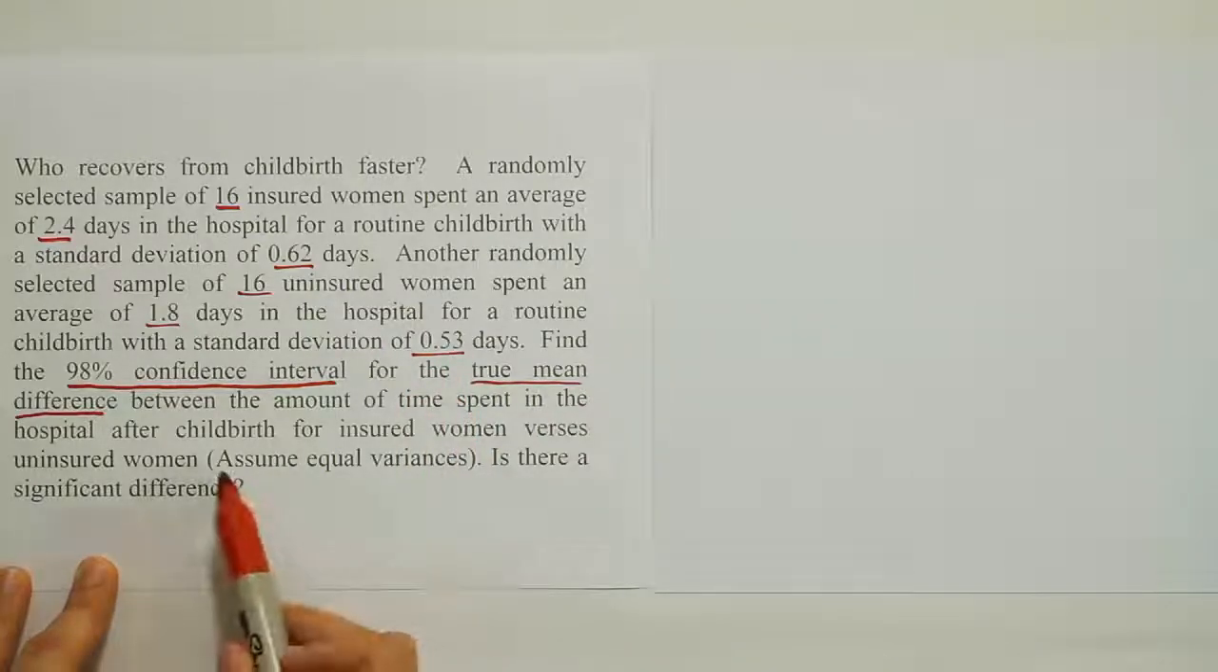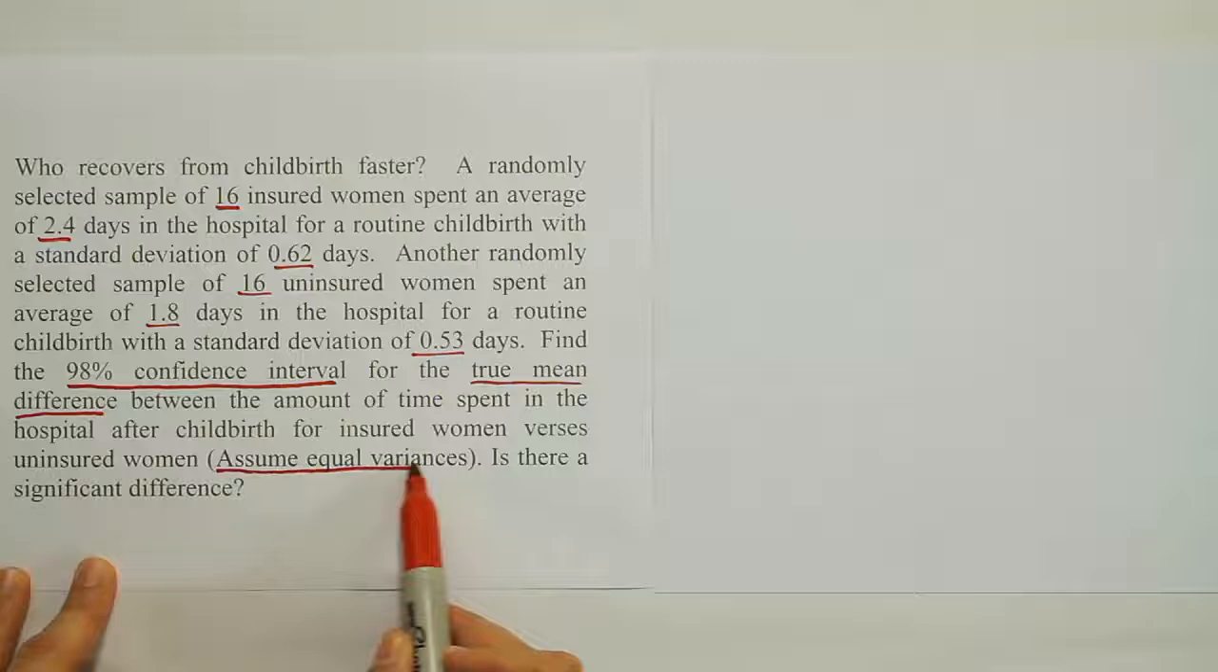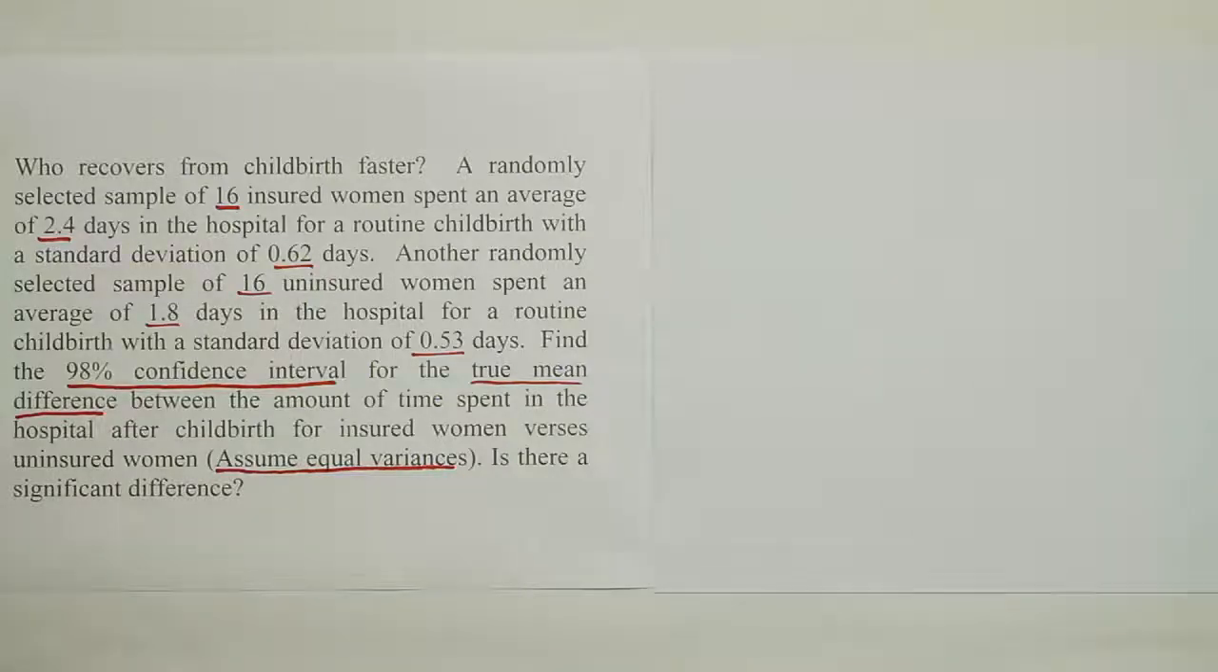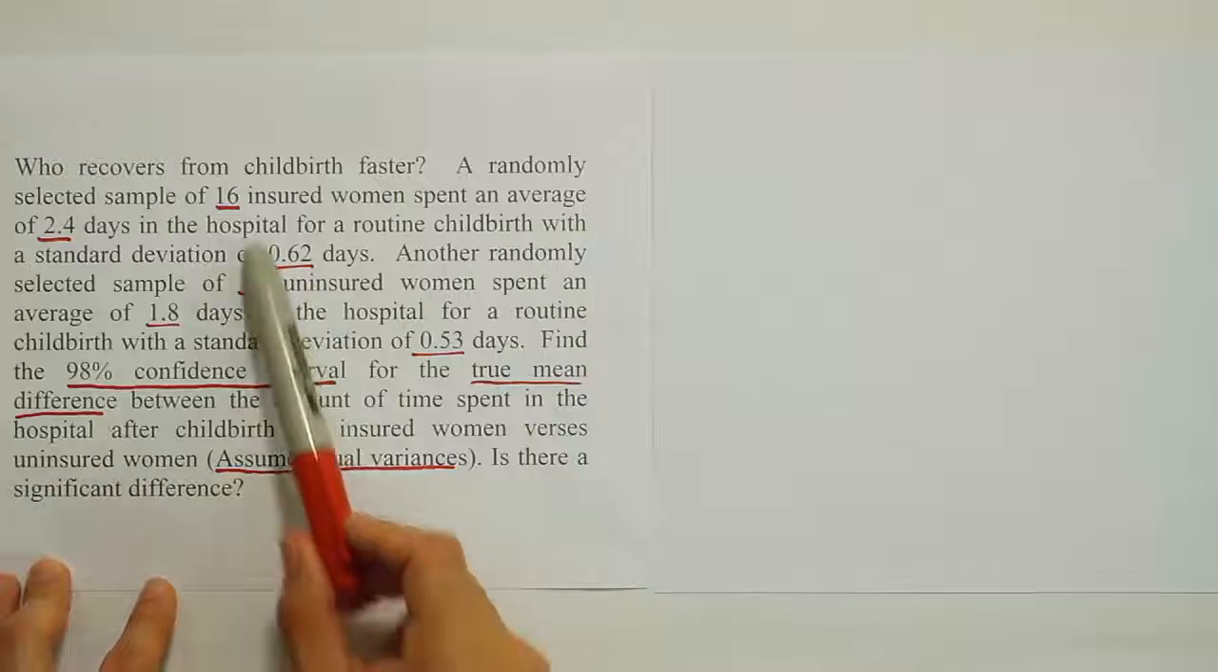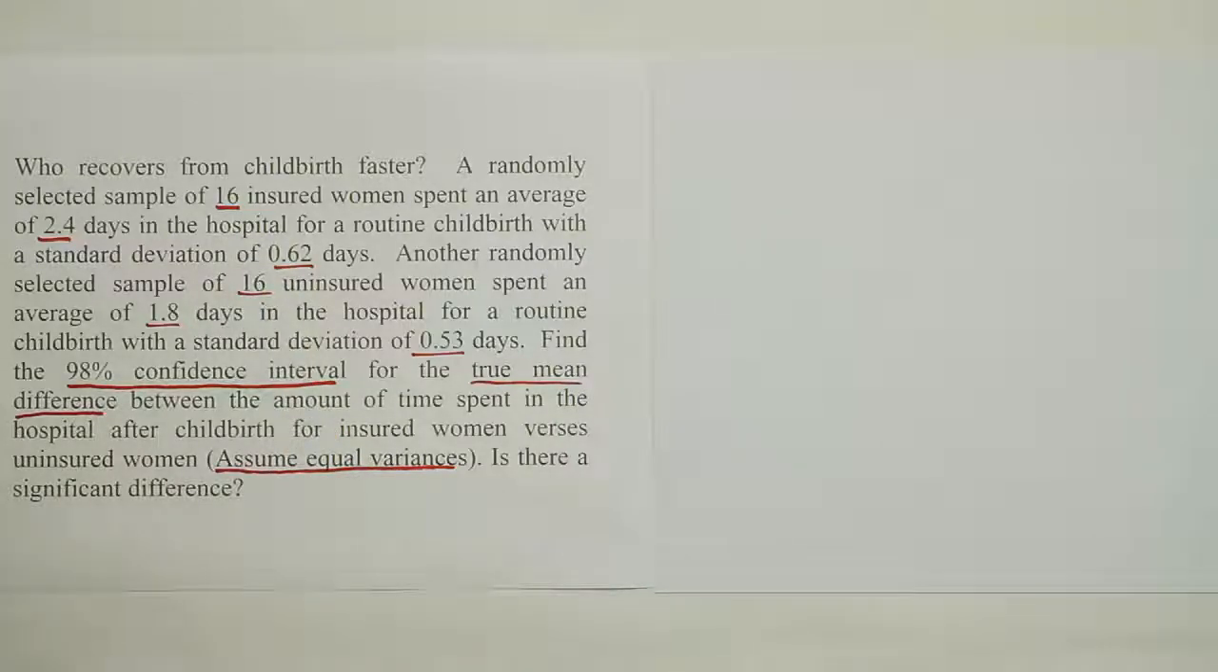And then finally, you see down here at the end, it says assume equal variances. So when they tell us to assume equal variances, we're thinking that it's probably a t-test, because that's where that becomes important, or t-interval, sorry. And then we see that the sample sizes are small, so it's going to be a t-interval we're working with.